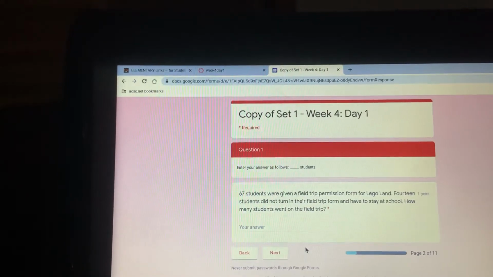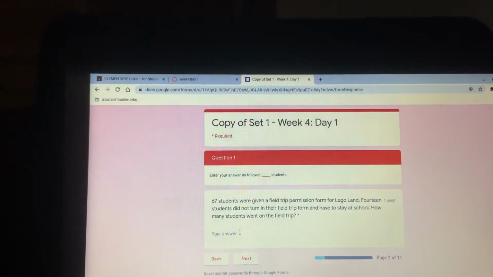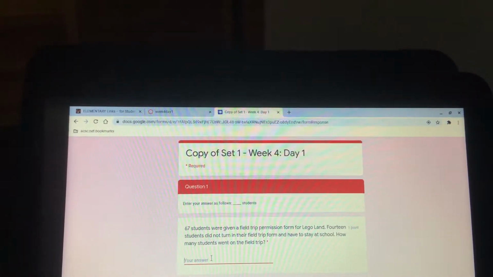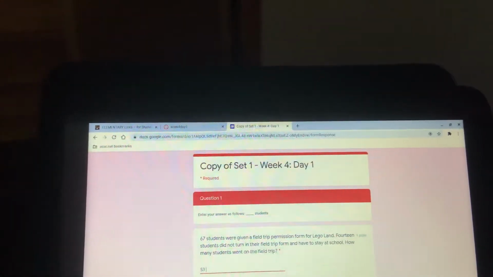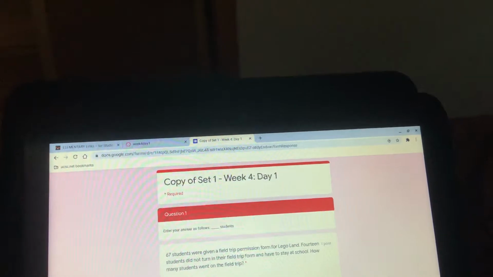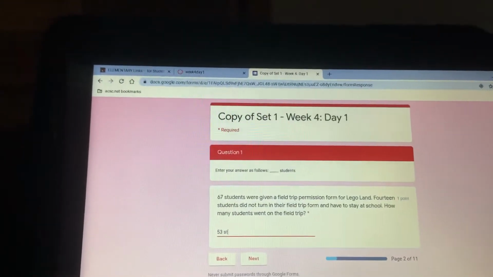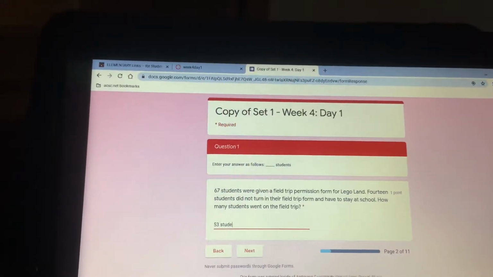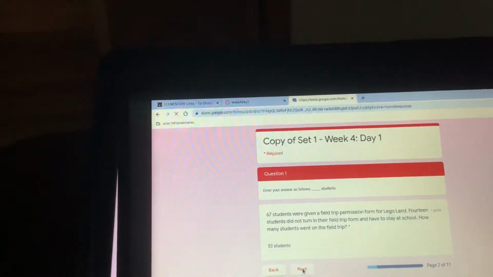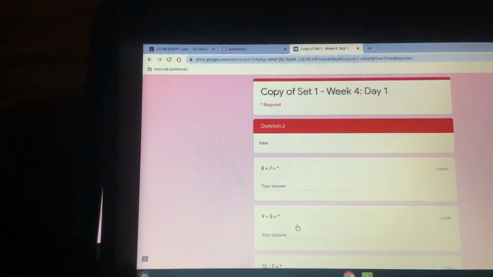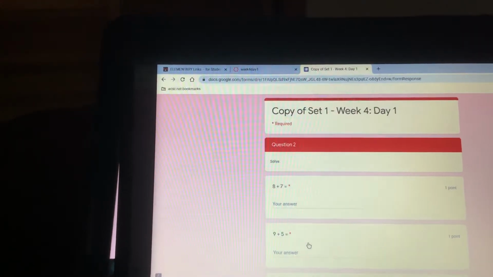67 minus 14. And I got 53. And it's a story problem, so I need to put my label on there. Then I'm going to hit the next button and it's going to take me to the next group.